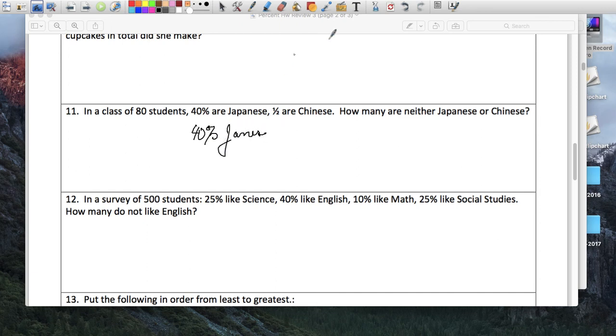I care about students that are not Japanese or Chinese, which is this 10%. Let's find out how many. Okay, so 10% of the class are not Japanese or not Chinese. Part, total, and the total number of students is 80. So let's find out how many kids that would be.